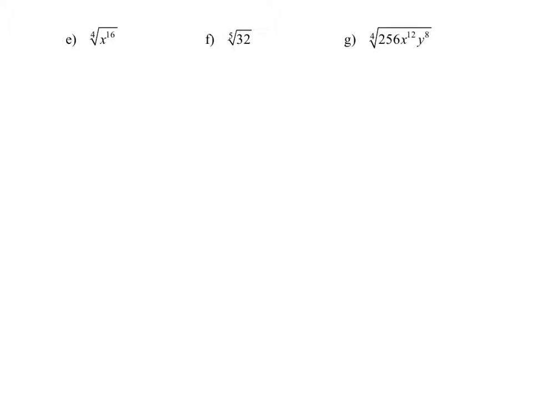The 4th root of x to the 16th power is x to the 4th power. You can check this answer by taking x to the 4th power and raising it to the 4th power. Using the power rule for exponents, we multiply those exponents to get x to the 16th. So our final answer is x to the 4th.